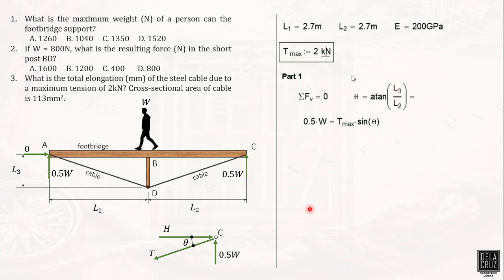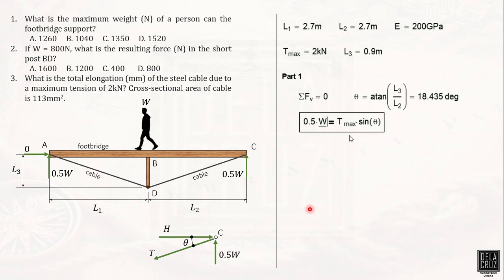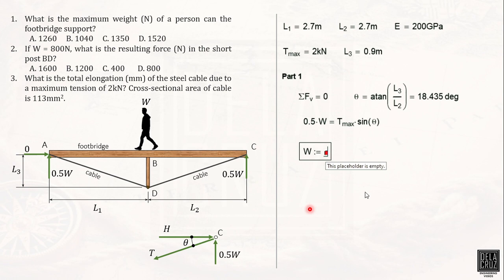We don't have L3 here yet. L3 is 0.9 meters, given earlier. Is it correct, 0.9? Okay. In this case, we already have theta. We have T max, 2 kilonewtons. Then let's solve for W. W is equivalent to T max times sine theta divided by 0.5, or actually multiplied by 2, the same thing. W is in newtons. This is our answer.